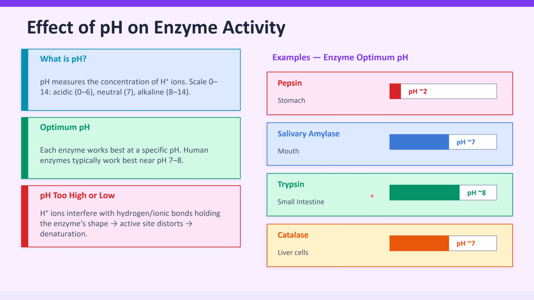Every enzyme has an optimum pH where it works at its absolute best. In humans, as we have discussed earlier, most enzymes like to stay near pH 7 or 8, but there are some famous exceptions.